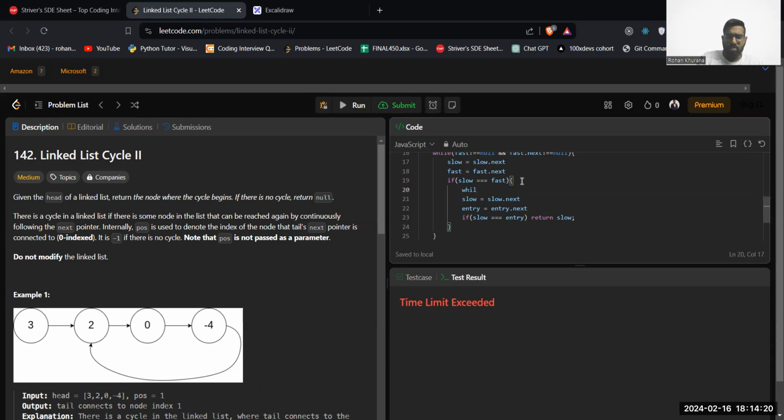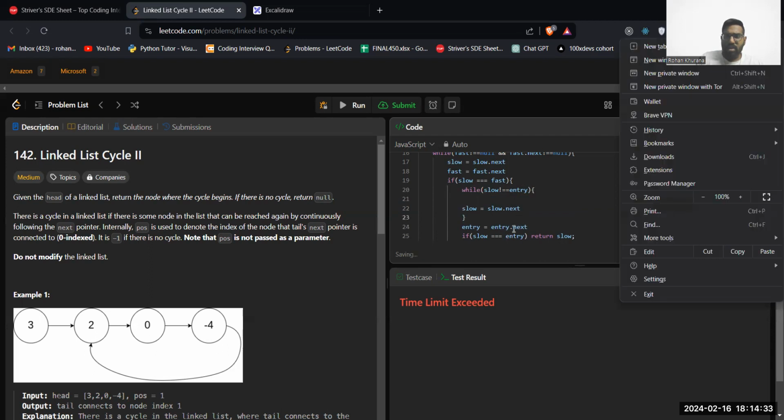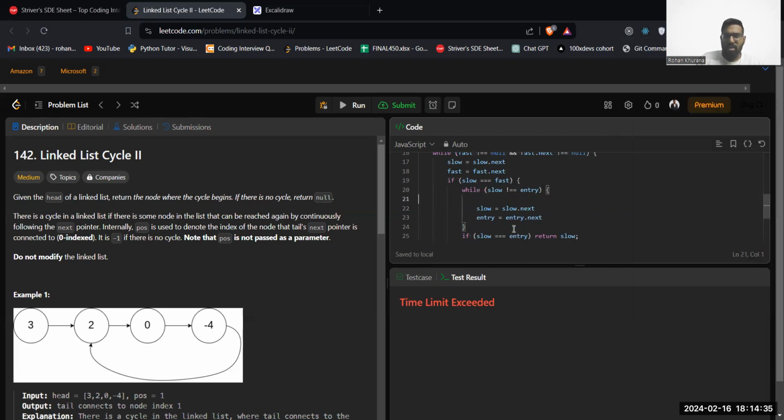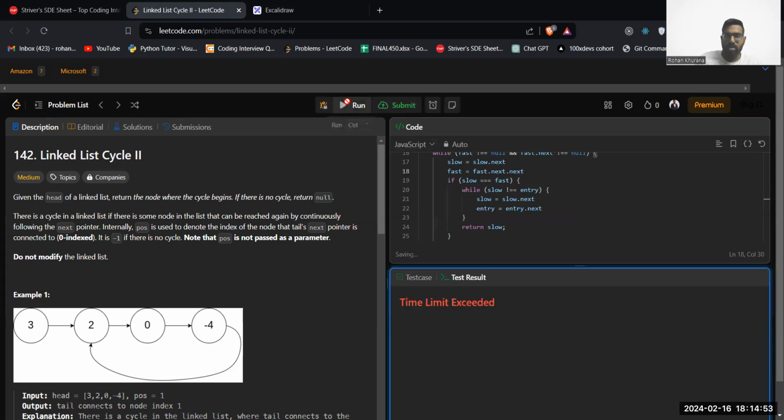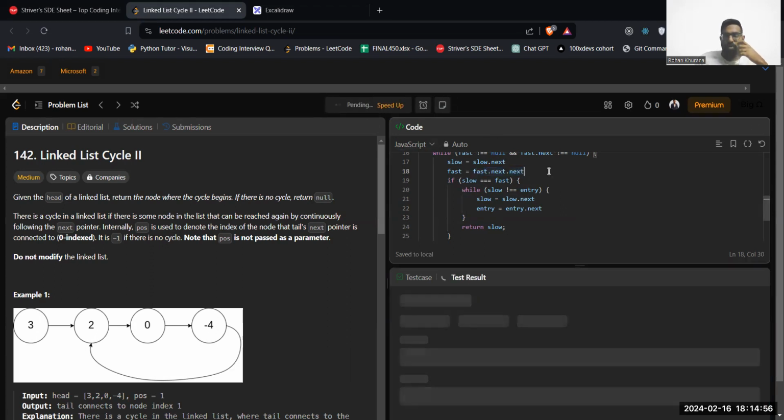I'll have to run a loop, guys, while slow is not equal to entry. I can say that, right? Cool. Because when we break out of the loop, this means we have it. So let's return this already. Oh, sorry, my fast is not moving by 2 points. That means I'll have to move it by 2 steps and not one.